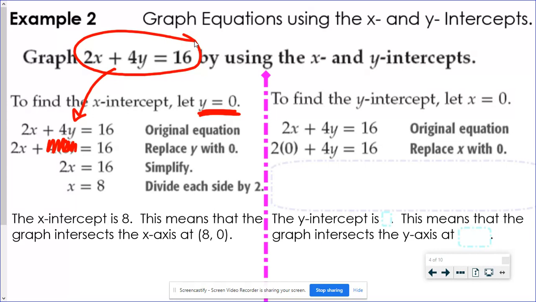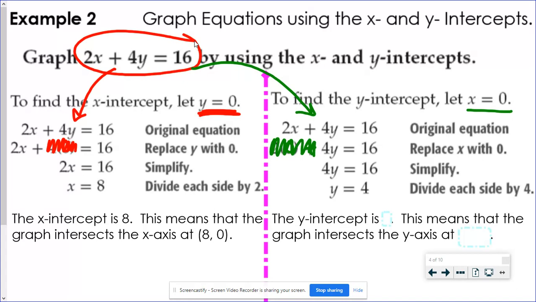Can't forget about those. To find the y-intercept, remember that's going to be on the y-axis. It means I'm moving sideways 0, so the x is going to be 0. So I'm taking that equation, put it right over here, and instead of the x now, I'm going to put a 0 in for the x. 2 times 0 is 0, and adding 0 doesn't do anything. So this whole part of the equation, again, goes away. That's the whole plan today. So you're left with 4y equals 16. Hopefully you can just do that in your head. Y is going to have to be equal to 4. So the y-intercept is 4. Then that ordered pair, remember, the x was 0, the y is 4, so that's 0, 4.